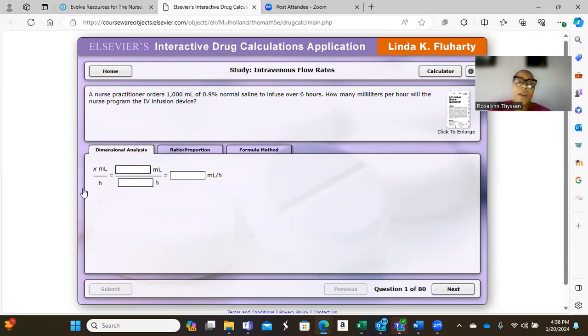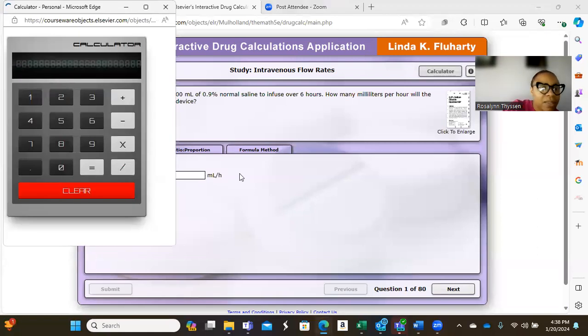So what am I looking for? Mils per hour. All right. So I'm looking for mils first. What do I know? I have 1,000 mils in 6 hours. Can I stop here? Yes, because what I'm left with is what I'm looking for. So I just do my math. 1,000 divided by 6. And I have 166.6.